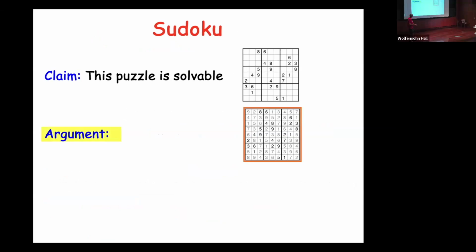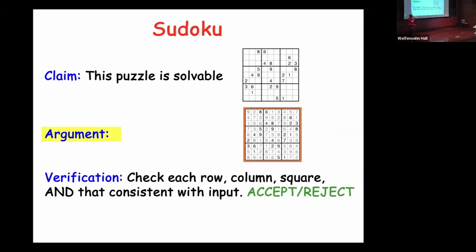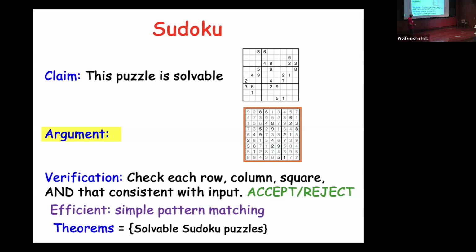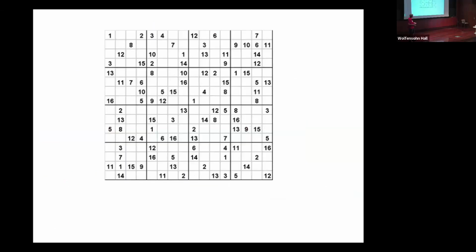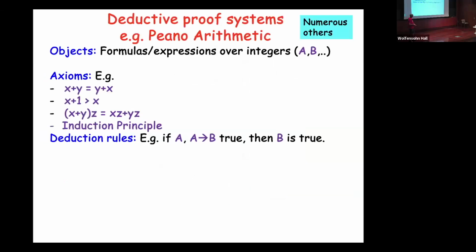So verification is a very easy process. You just check the Sudoku rule, that you have all the numbers in every square and every row and every column, and decide to accept or reject. That, of course, is a very simple, efficient procedure. So this is satisfied. And of course, what are the theorems proved here? It's the set of all solvable Sudoku puzzles. This is not a finite set in general, because you can think about Sudoku in any size, right? Okay. Here's another proof system that you all know or heard about. This is another deductive proof system like plane geometry.